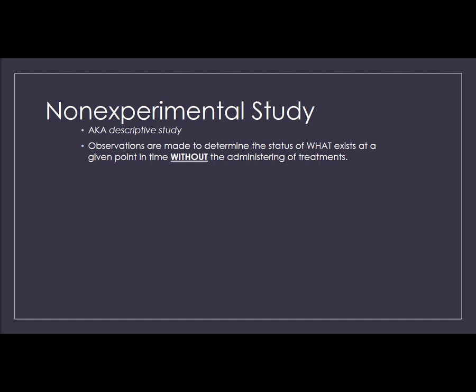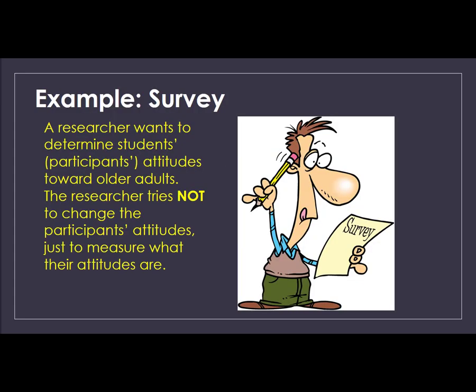Now thinking again about a non-experimental study, which is a descriptive study. Observations are made to determine the status of what exists at a given time without the administration of treatment. So without poking the frog, what's going on? An example may be a survey in which the researcher wants to determine participants' attitudes. Let's say the researcher wants to determine students' attitudes towards older adults. The researcher tries not to change the participants' attitudes. They just want to measure what the students' attitudes are.